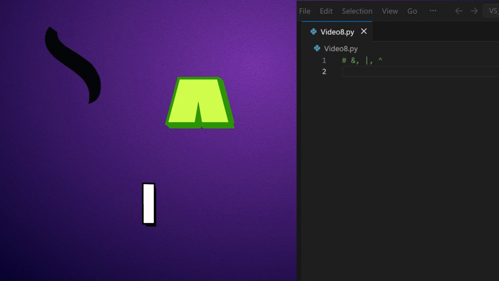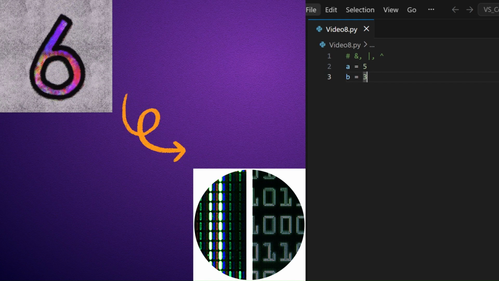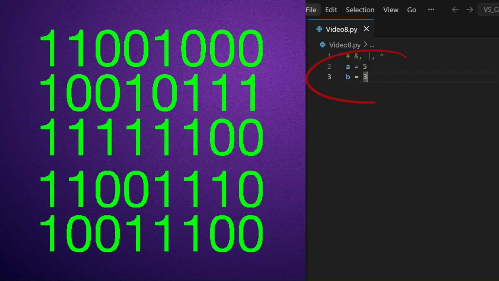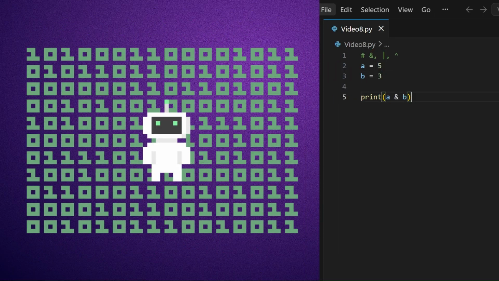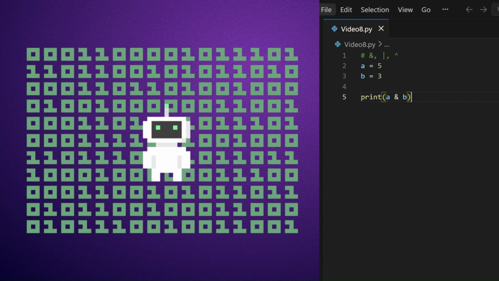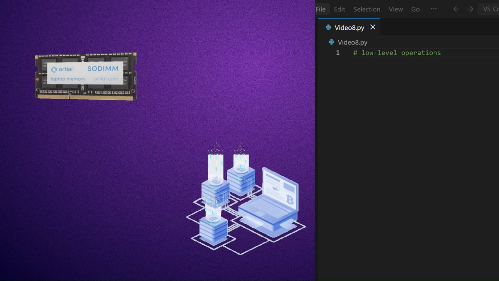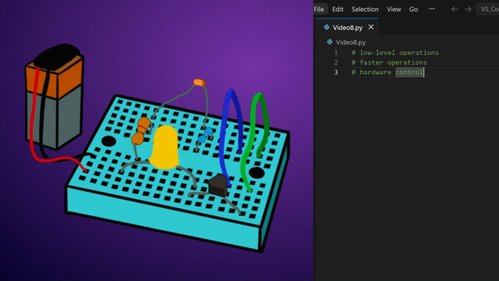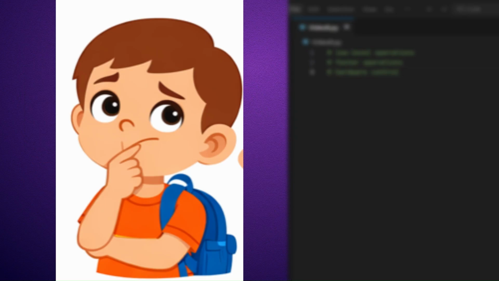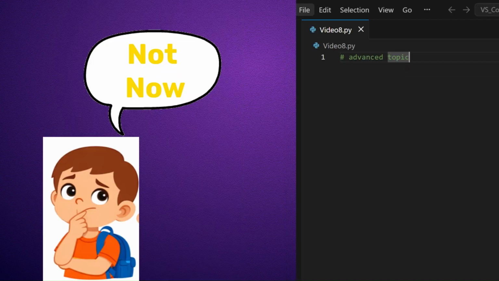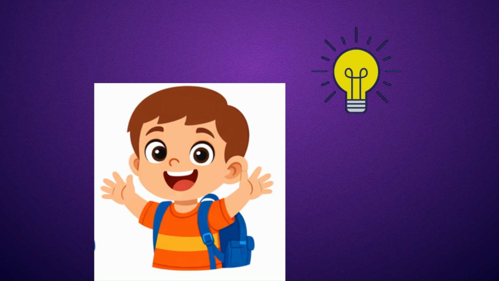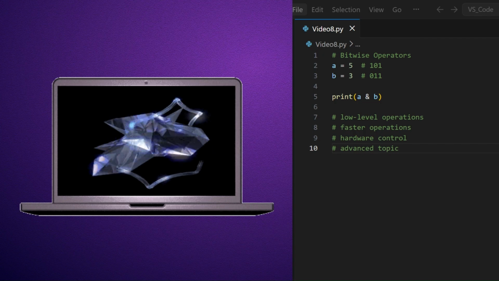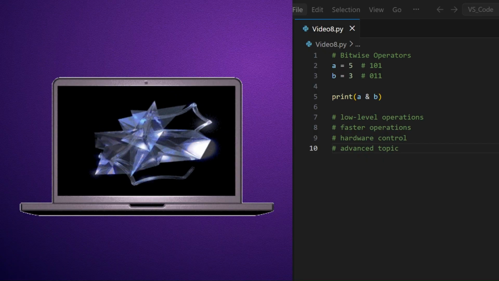Now, let's look at something advanced. Bitwise operators. These operators work at the binary level. They operate on zeros and ones. Bitwise operators are used in low-level programming, performance optimization, and hardware-related tasks. Alex does not need to master them now, but knowing they exist helps him understand how computers work internally.